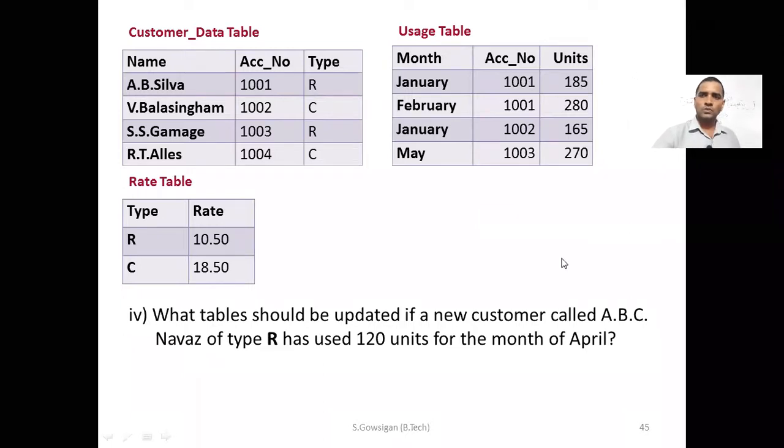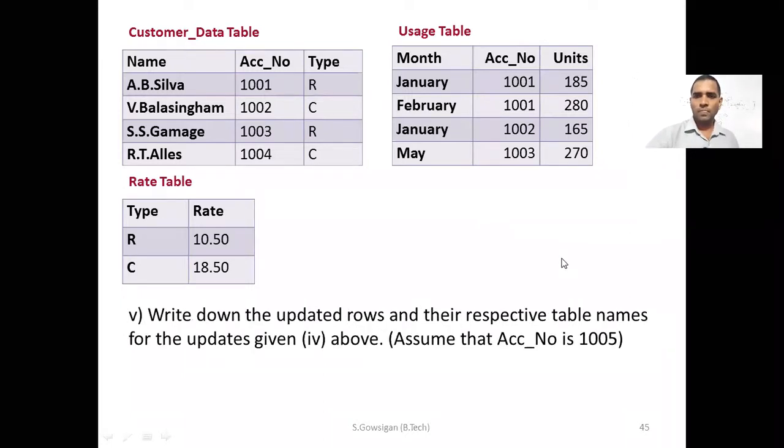Before that, I will show the question. First, have a look at number 5. Write down the updated rows and their respective table names for the updates given in question 4 above. Assume that the account number is 1005. So you have to write the updated rows and the respective table names.